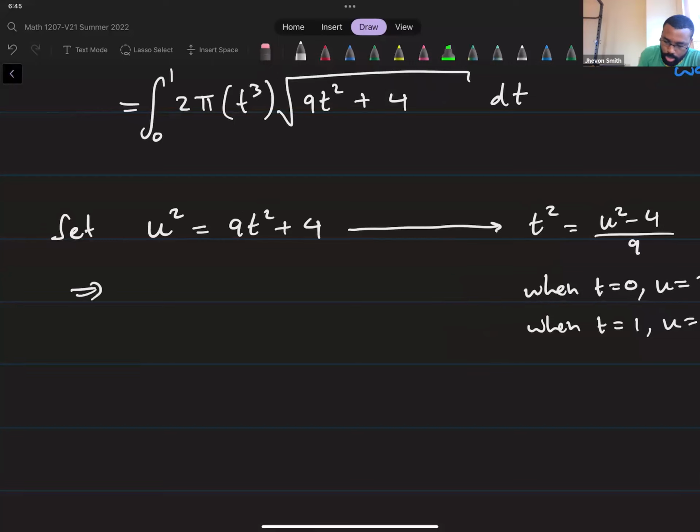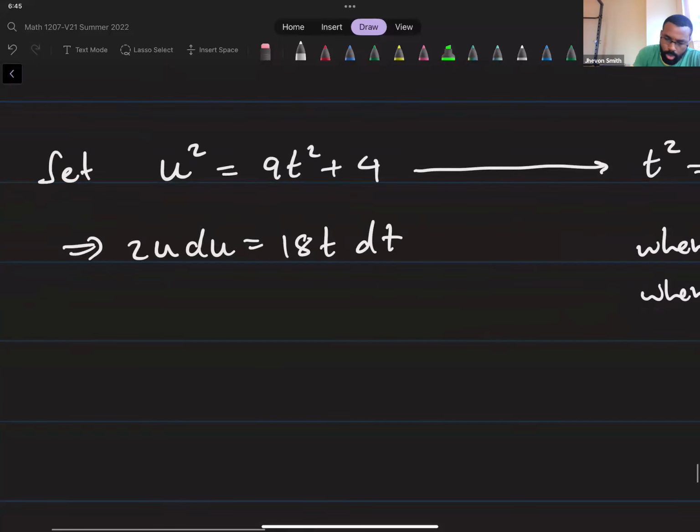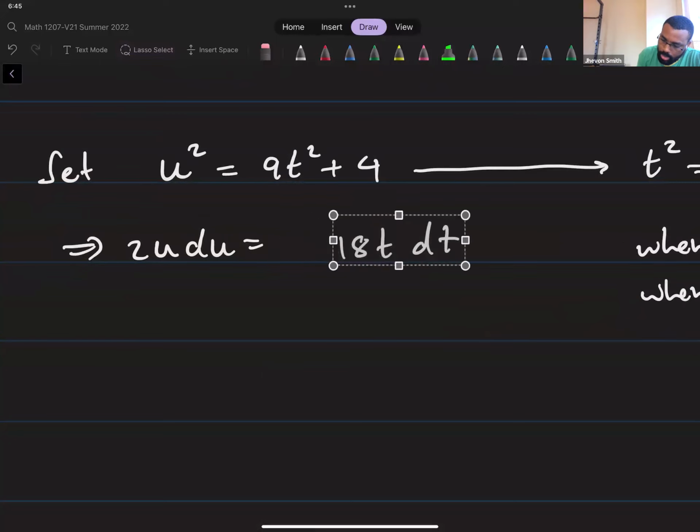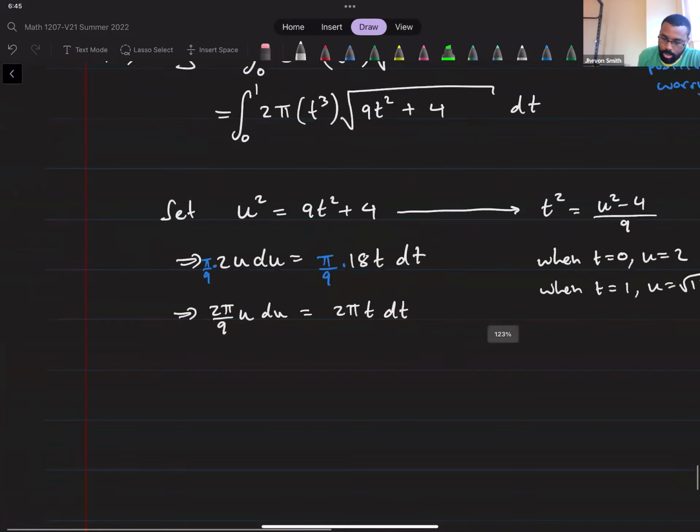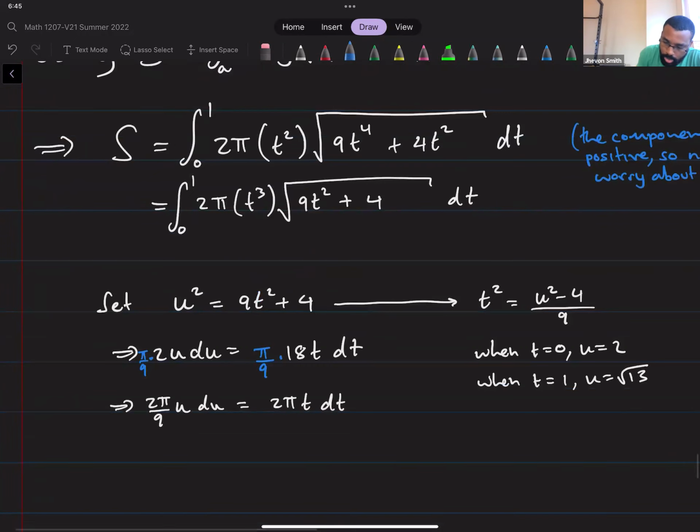Okay, but let's follow through with the substitution. So this means 2u du is equal to 18t dt. And so what I can do here is replace this thing. To get 18 to be 2, I'm going to divide by 9, multiply by pi. This means 2 pi over 9 u du is going to replace my 2 pi t dt. So by the way, this is the integral from 0 to 1, 2 pi times t squared times t times the radical of 9t squared plus 4 dt.